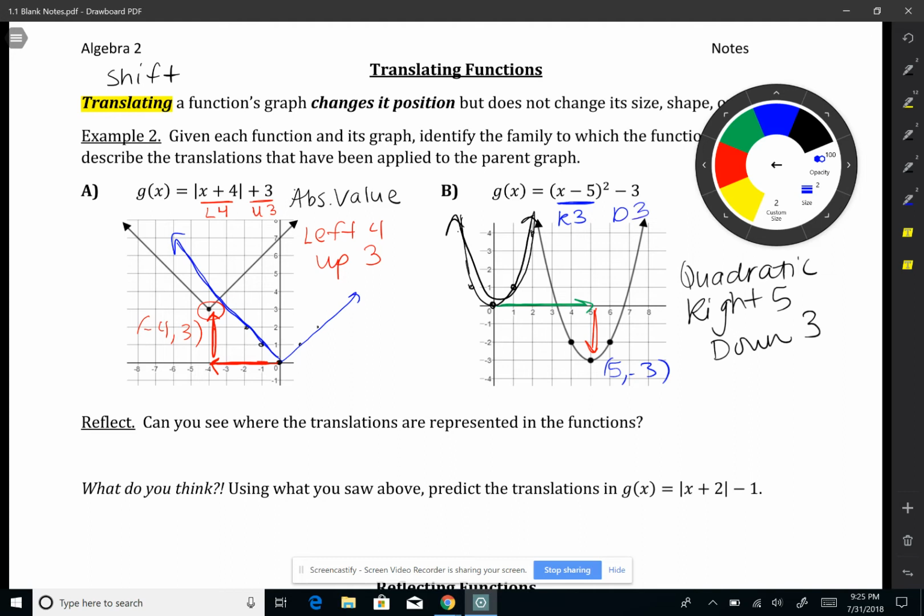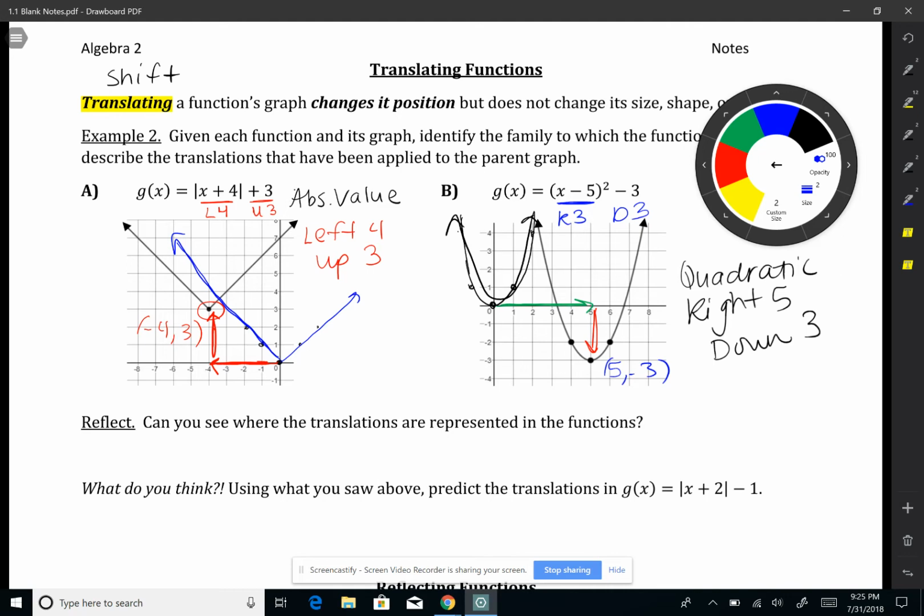So it looks like when we're moving left or right, we have opposite signs based on what we are really doing. In letter A, when we move left, which is a negative direction in the function, it said x plus 4, versus in letter B, when we are moving right, which is a positive direction, it said x minus 5. But our up and down kind of made perfect sense, because in letter A we went up 3 and it said plus 3, and in letter B we went down 3 and it said minus 3.